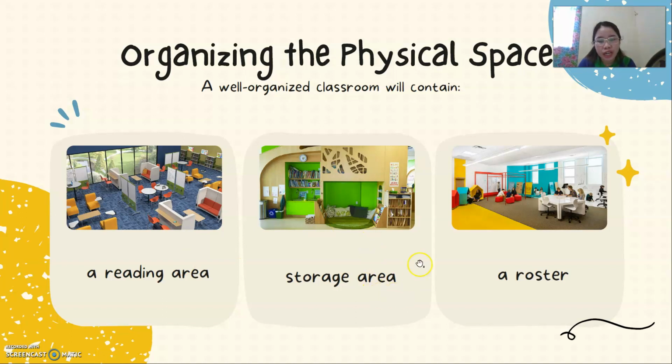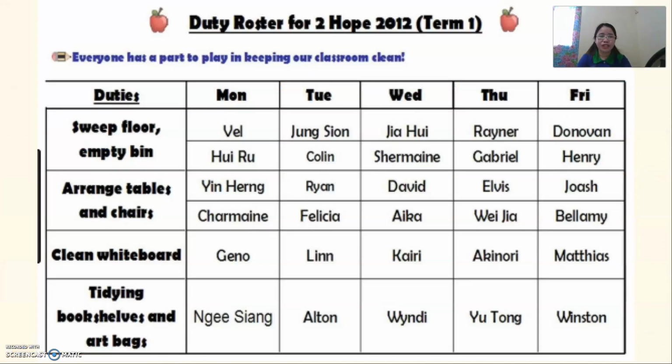Next is the storage area. In this storage area, this is where we are going to store our instructional materials, and so forth. And for the roster, what is a roster? Not the rooster, the male chicken, but a roster is actually a list, a table which shows the schedules and the tasks that are designated for each of the students. I know this is already familiar because we are observing cleaners and so on and so forth.